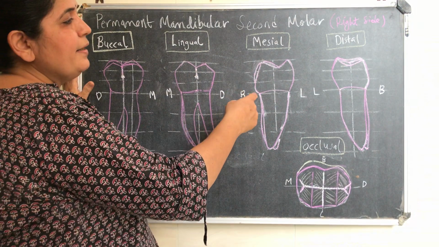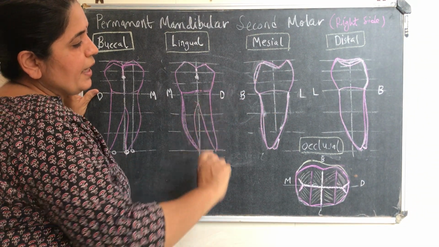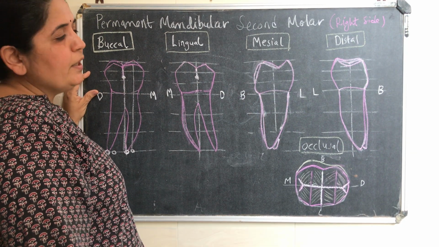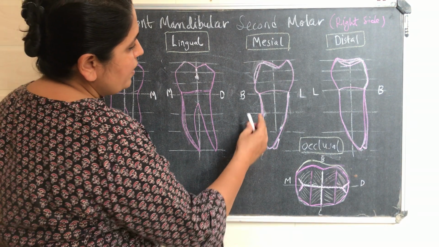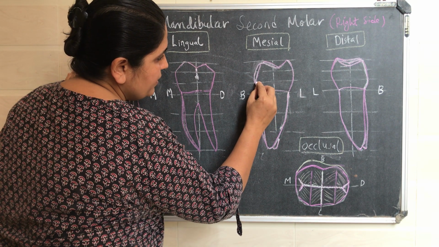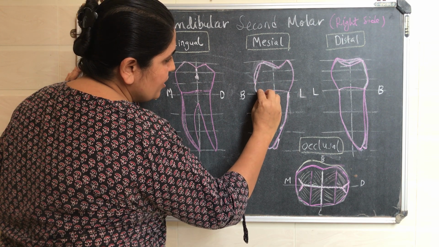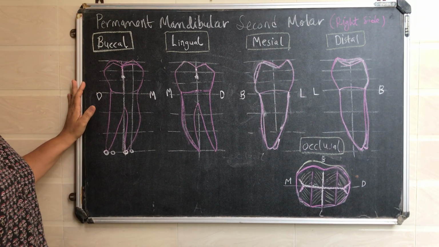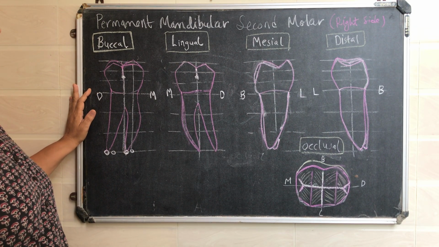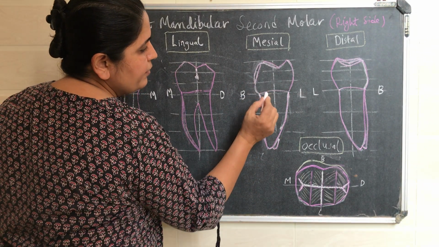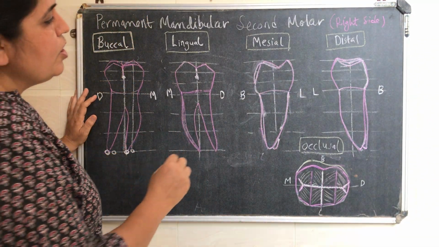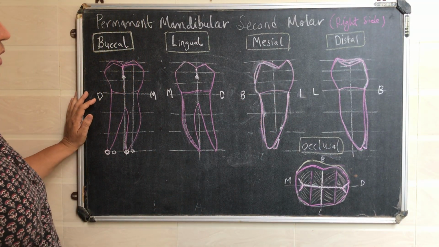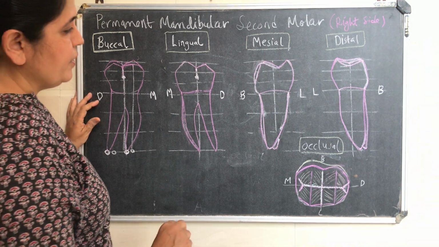Now from the mesial and distal aspect, first we describe the mesial aspect. Mesial aspect is almost similar to the first molar. The only difference is this buccal cervical ridge. The buccal cervical ridge in case of second molar is less prominent, whereas it is more prominent in first molar, right? So the buccal cervical ridge is less prominent in second molar, it is more prominent in first molar.